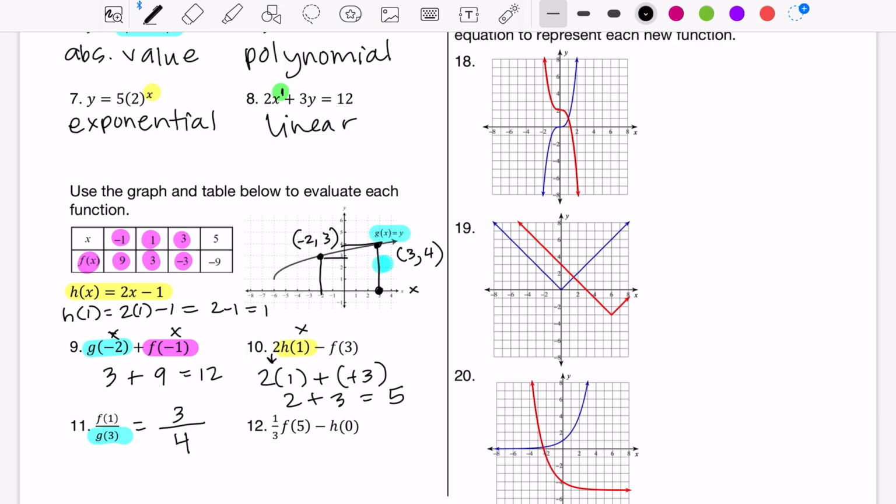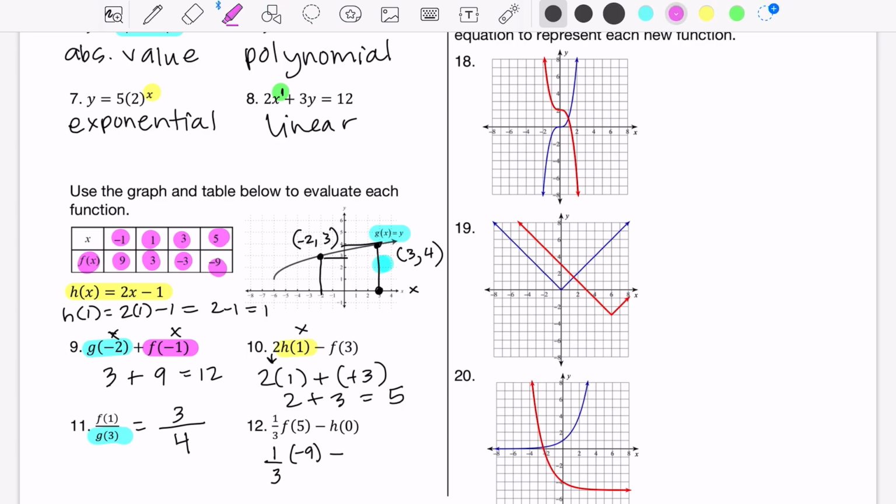For number 12, we're going to copy down the 1/3 because we can't do anything with that just yet. And then we're going to go back to that f function when x is 5, because it says f of 5, the output is -9, minus h of 0.